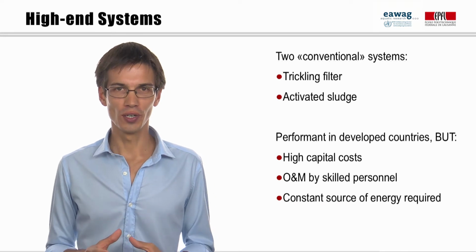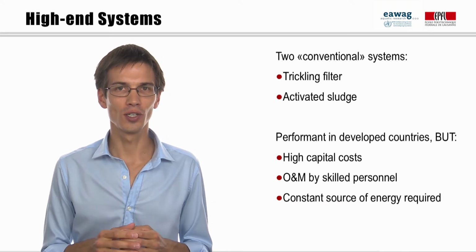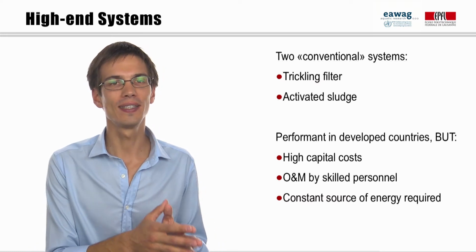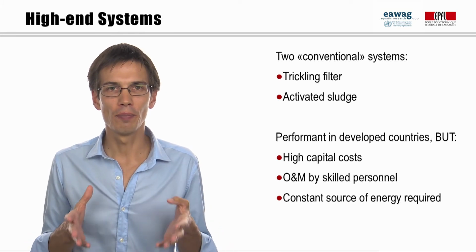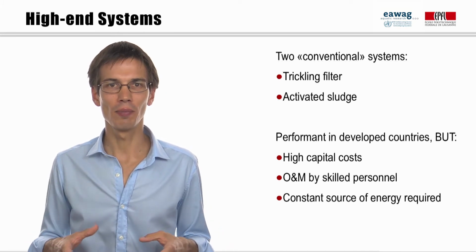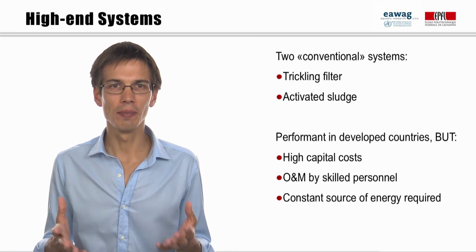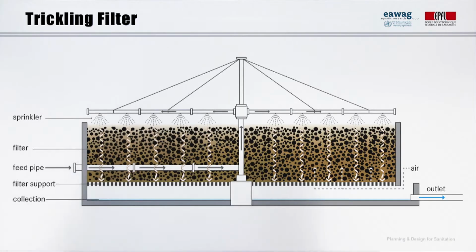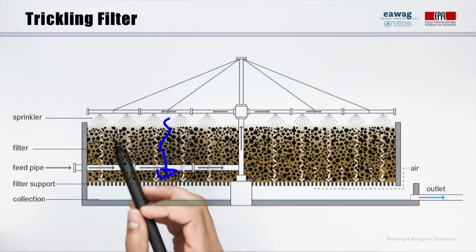Before finishing this module, we will still look at two high-end technologies which we may call conventional, the trickling filter and the activated sludge. These systems are very performant in developed countries, but imply high capital costs, operation and maintenance by skilled personnel, and a constant source of energy. The trickling filter is a fixed-bed biological reactor that operates mostly under aerobic conditions. After primary treatment, wastewater is continuously trickled or sprayed through the filter, for example, through a rotating sprinkler.